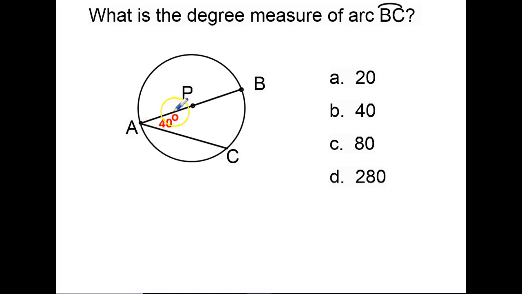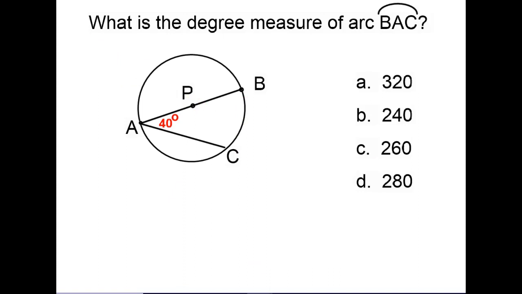This is our first look at an inscribed angle. An inscribed angle doesn't start with its vertex in the middle of the circle. It starts on the circle. And the relationship there is that its arc is always going to be twice its measure. So this is 80 degrees of arc, and then the rest of the circle would be 360 minus 80.